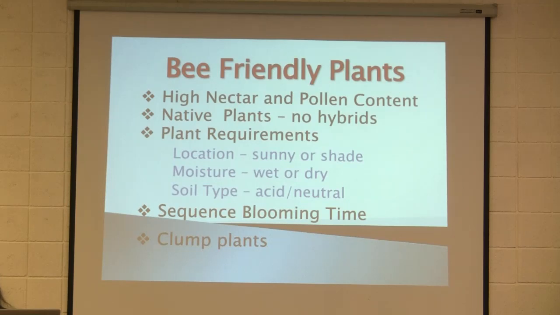You also need to sequence the blooming time. Bees are active from usually December, maybe even up to January, and then they hibernate through the winter months, and then they'll become active again March or April. So you need to sequence the blooming time so a bee has a nectar source all through the times that they're active. And also clump your plants. Having one single plant is not going to do much for a bee and the beehive. You need to clump at least a 2x2 area of native plants.